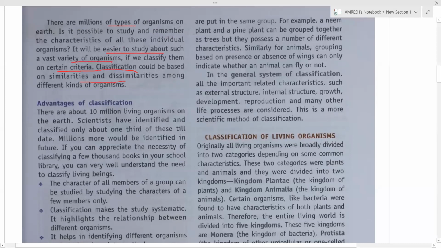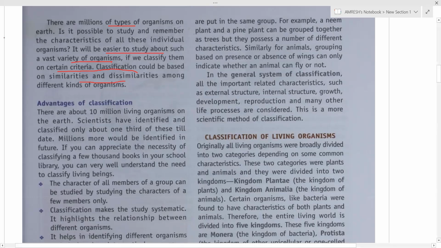Suppose you are classifying tiger and lion. What are the similarities? They both are wild animals, they have long canines, they live in the jungle. So these are the similarities. And if we discuss tiger and deer, what are the dissimilarities? Tiger is a carnivore, deer is a herbivore. So taking into consideration the similarities and dissimilarities, we are able to classify organisms into different classes, so that it will be easier for us to study and research them.